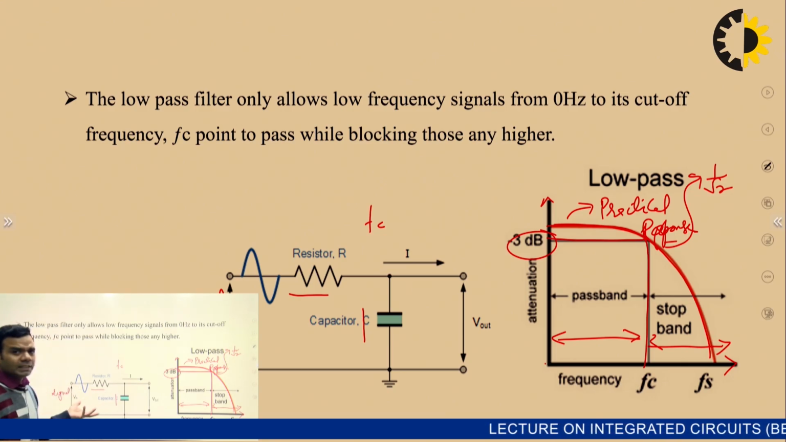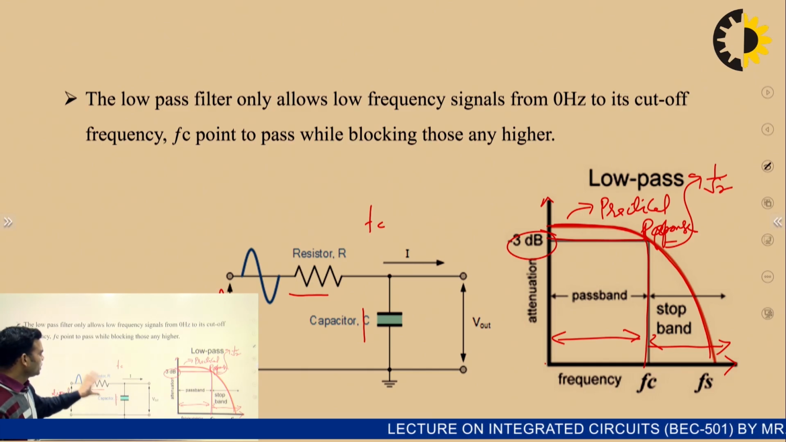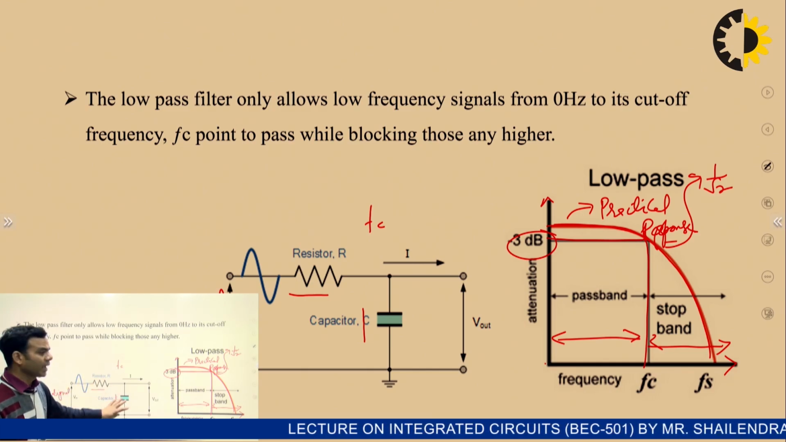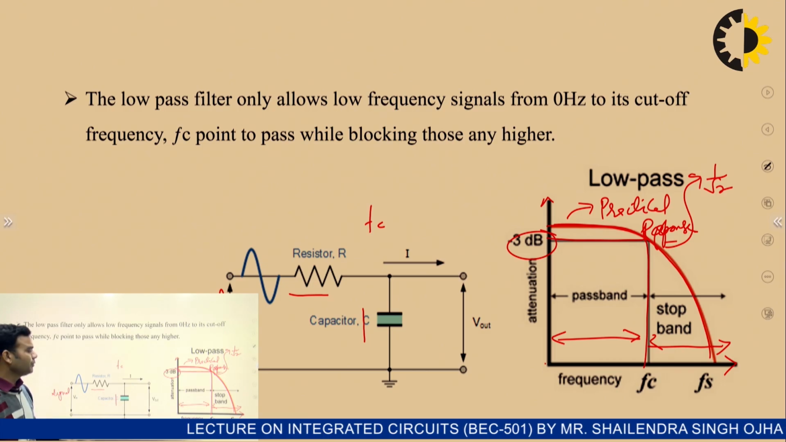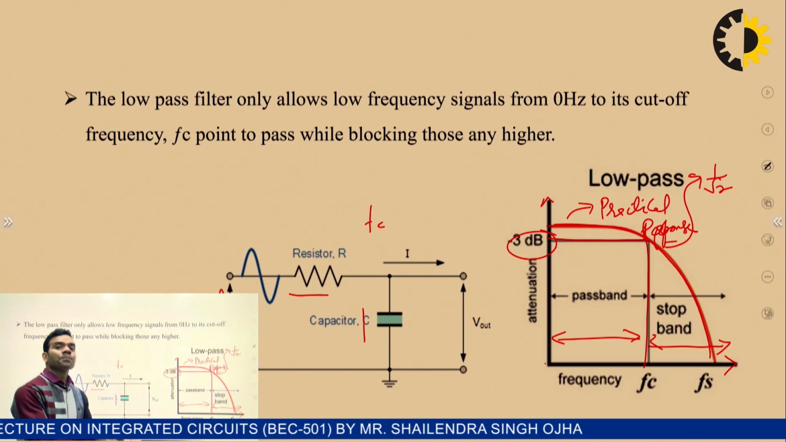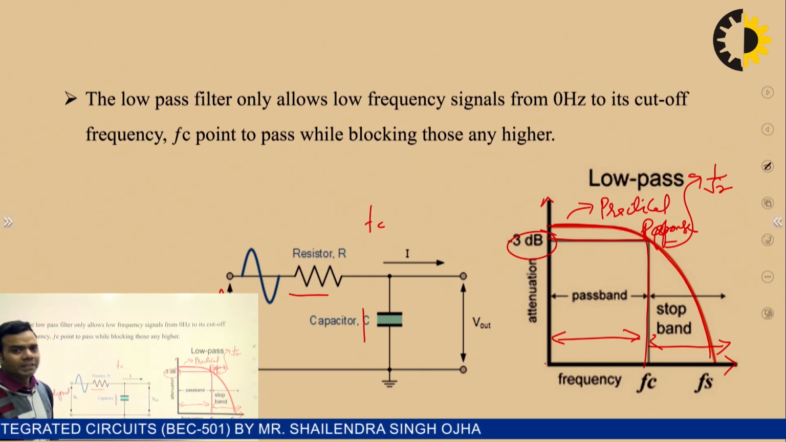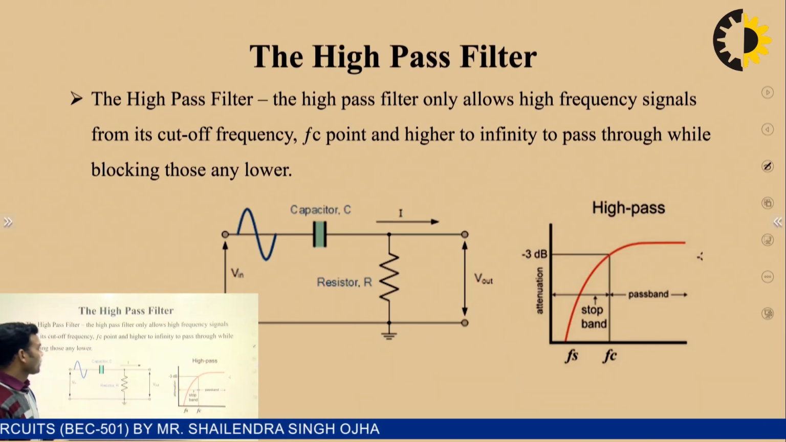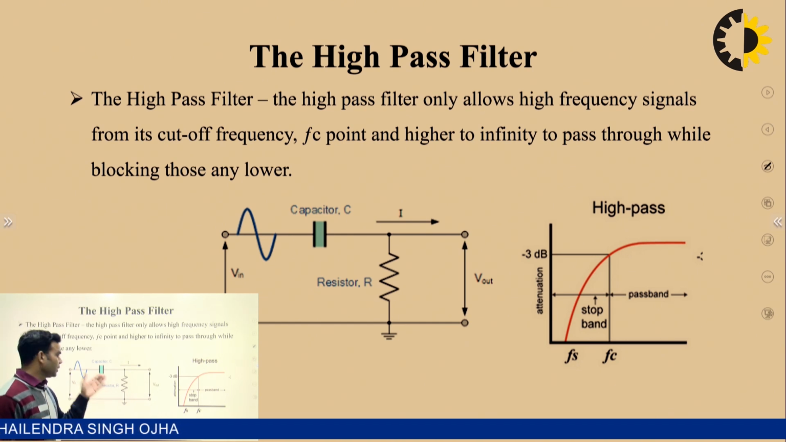Obviously, we can see that there are two passive components, resistor and capacitor. So this is a passive filter. If I use an operational amplifier with this filter, it will convert into an active filter. Later on we will discuss active filters also. This is a high pass filter. We have interchanged the position of resistor and capacitor.